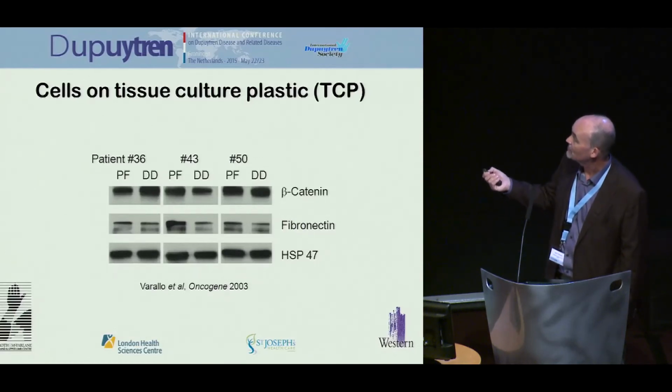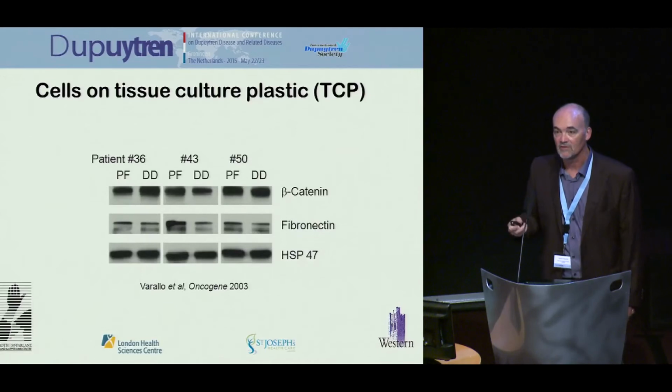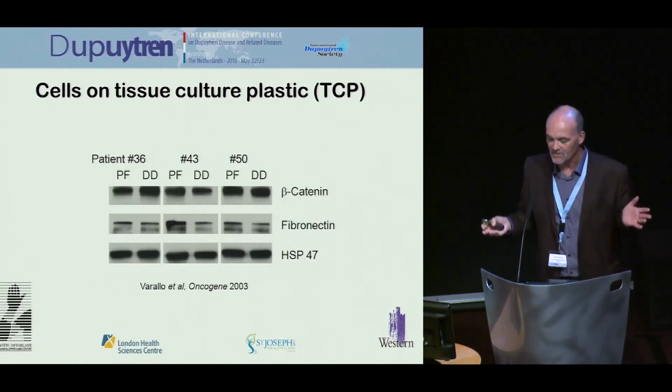These are patient mass. That's patient number 50, patient number 43, patient number 36. Fibronectin levels, really unchanged. Heat shock protein 47 levels, really unchanged. Thought, okay, we must be doing something wrong here.